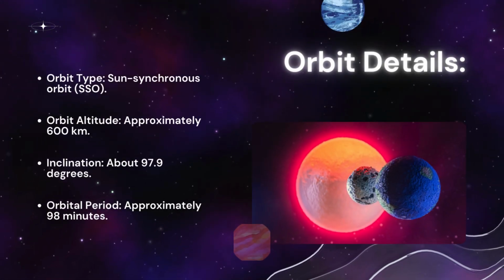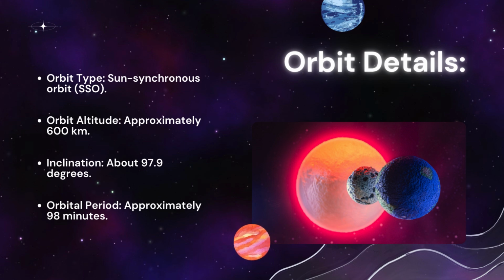The orbit details are: orbit type is Sun Synchronous Orbit or SSO. Orbit altitude is approximately 600 kilometers. The inclination is about 97.9 degrees, and the orbital period is approximately 98 minutes.